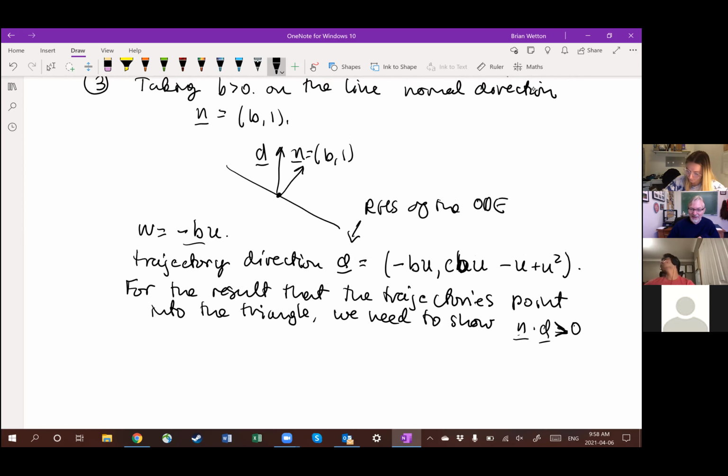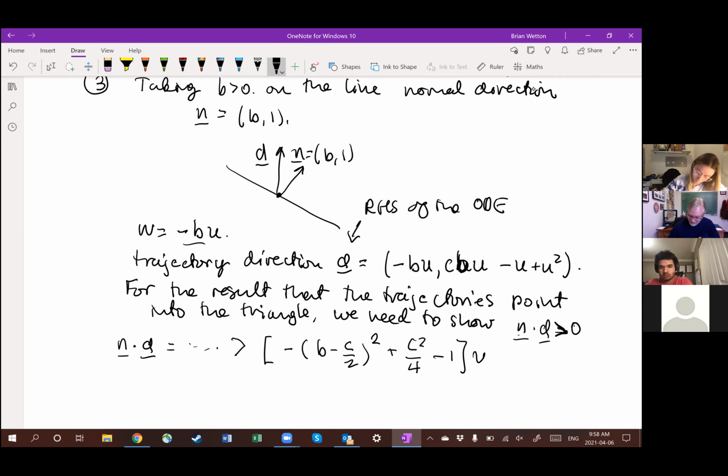Okay, so there's a little bit of math 221, 152 coming up here, right? So I'm going to do n dot d. Okay, there's some algebra which shows that this is bigger than minus b minus c over 2 plus c squared over 4 minus 1 times u, which is positive. And this is bigger than or equal to 0 if you take b as c over 2, then this thing is 0. And then we get our condition that c has to be bigger than 2 again.